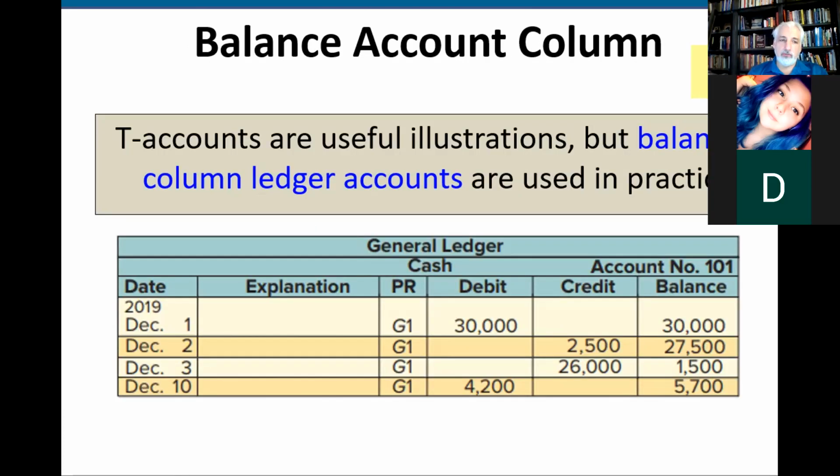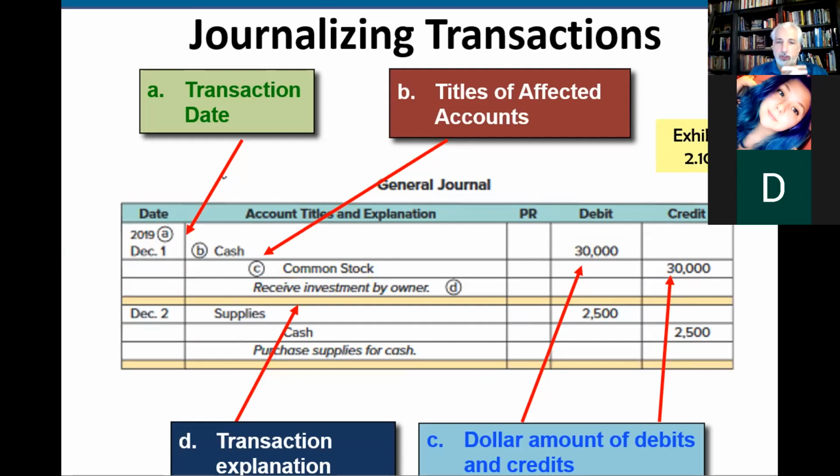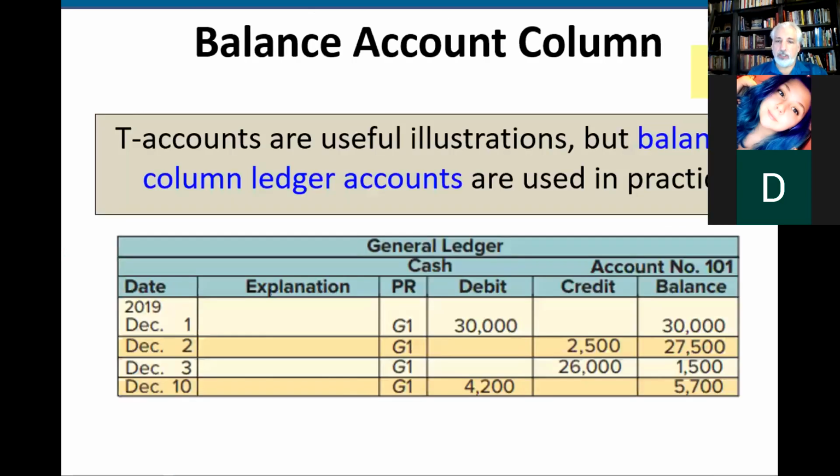And we're going to post. Notice here there are two cash entries from our journal entries. Cash for $30,000 debit, cash for $2,500 credit. These are called the journal transactions. Now I'm going to look at a ledger, which a ledger is a page. And each page has a title. And the title is going to be whatever account.